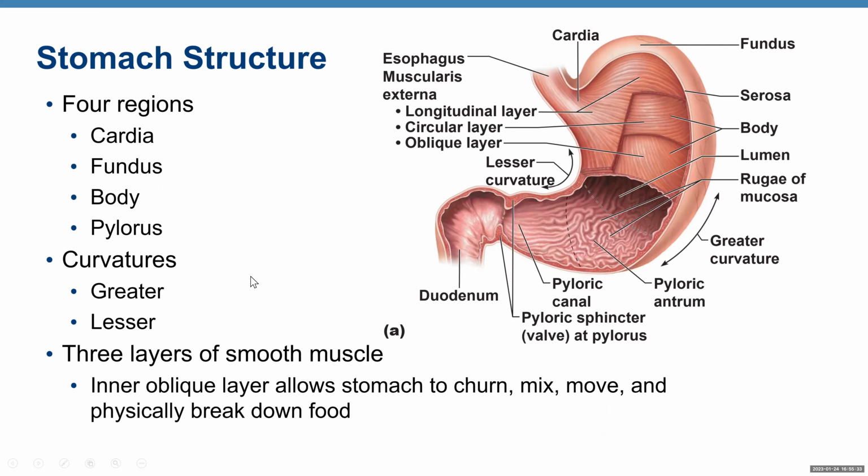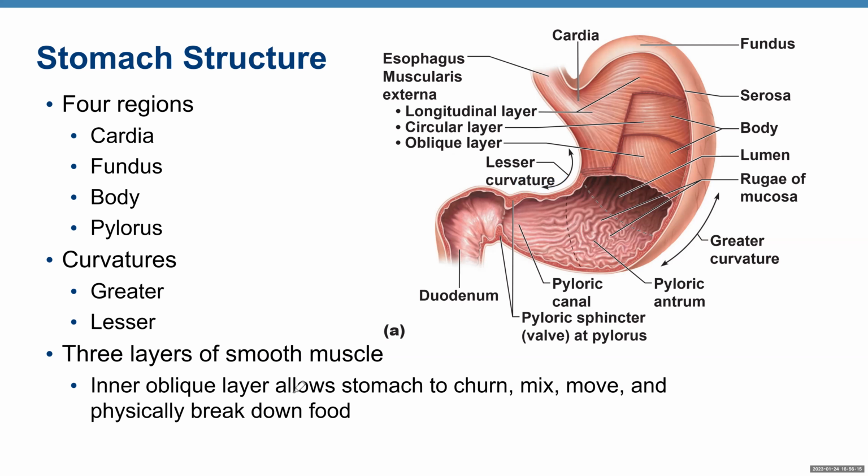Stomach. The stomach has 4 regions. Cardia, that's the area where the esophagus and stomach connect. The upper portion is called the fundus, the main portion is called the body of the stomach, and the last part of the stomach is the pylorus. Also, the stomach has a greater curvature, so that's the greater curvature, and the lesser curvature. So remember what is attached to the greater curvature? Greater omentum, and the lesser omentum is attached to the lesser curvature.